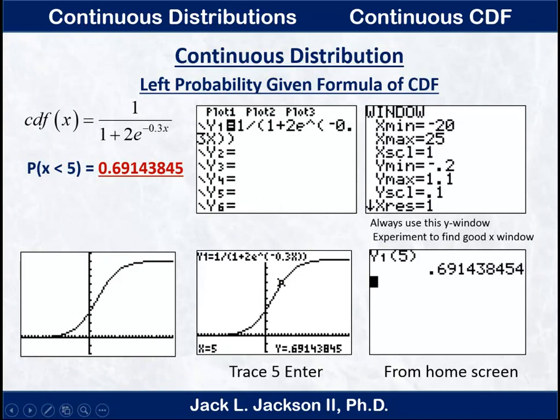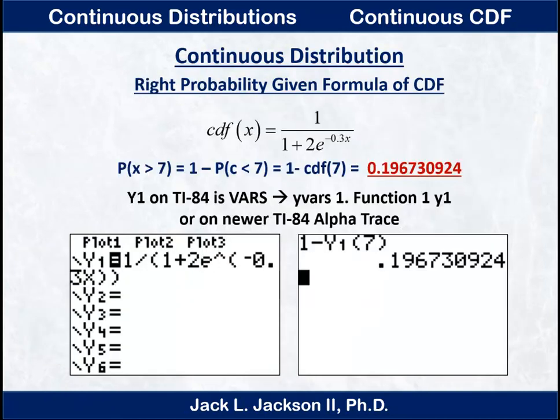Alright, so continuing on, let's do our next problem. So next we wanted to find the probability that x is greater than 7. If you haven't worked that one out, now that you've seen this example, see if you can do that one. Well, we continue on. Notice it's the same formula, so I don't have to change what's in y1. It's the same thing there.